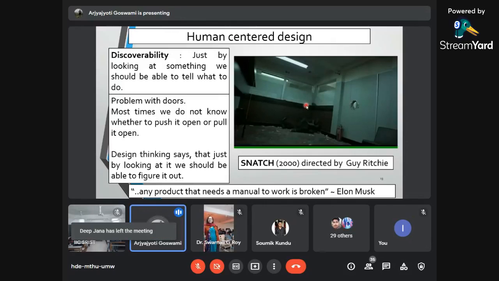So doors are a very common problem. The whole concept of design thinking came into the picture because of the problems with doors, right? Again, I know it's a kind of blanket statement, okay? But it was one of the major driving factors. Doors were a very common problem, whether to push it open or pull it open. Just by looking at the door, we are not able to figure it out.